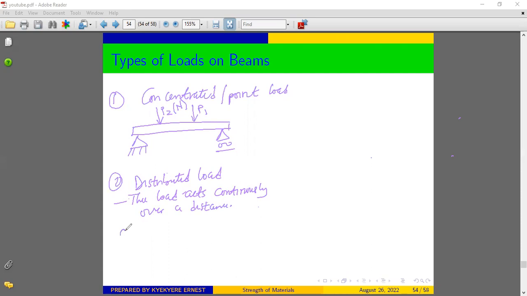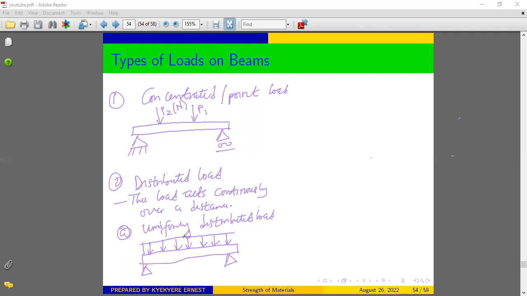The first one is uniformly distributed load. When we talk about the uniformly distributed load, if I have a beam like this, and I have the supports, and I have forces which are uniformly distributed like this, all over, or it can be portions of the beam, then we refer to it as a uniformly distributed load.